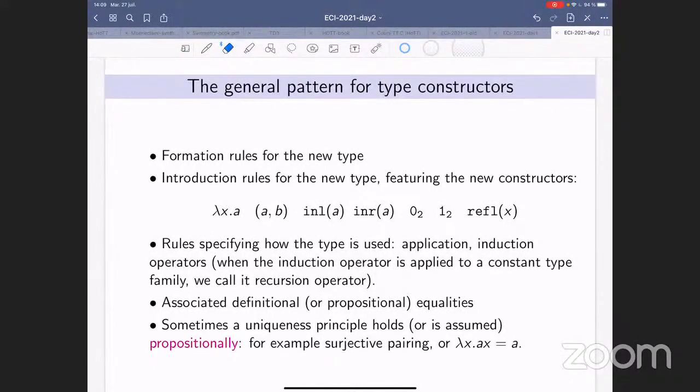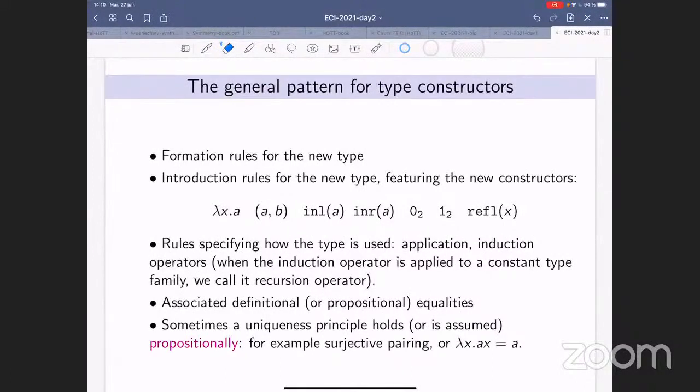Except for the function type or the pi type, all the other types considered so far, and we will see more of them tomorrow or the day after tomorrow, which are called higher inductive types, we will see them shortly. They also share the same general pattern. So what is the general pattern? I have already stressed it, but let me repeat it, also as a warming up for today.